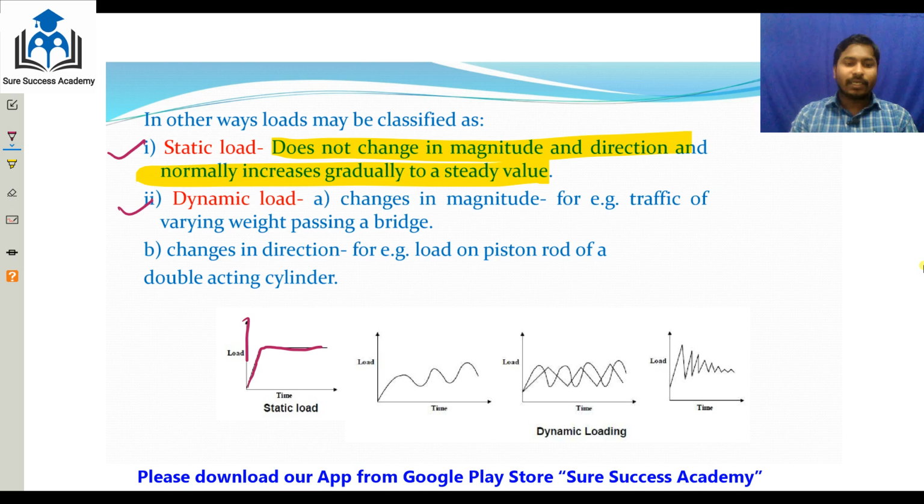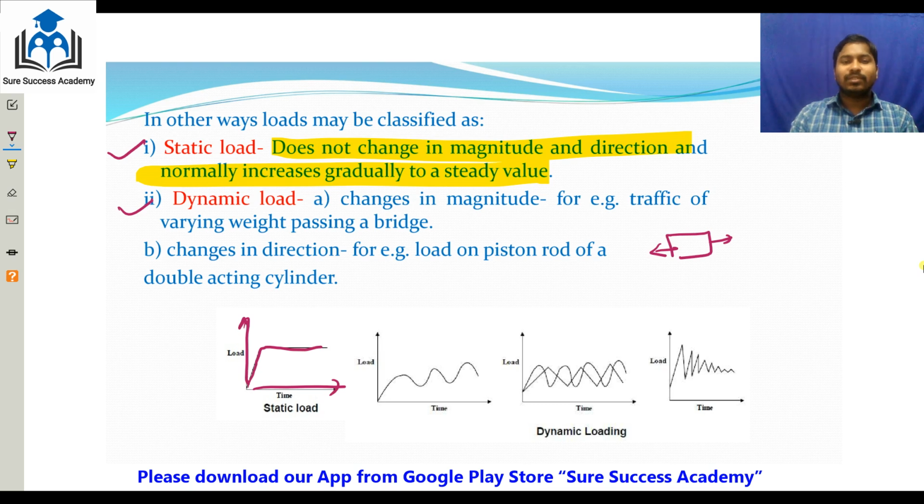See, if you are taking the load on this axis and time on this axis, the load's magnitude and direction is not changing. So if you are applying the load like this, it is gradually increasing to a certain limit. After that it is constant. So that is one, the other one is dynamic loads. The changing of magnitude means the load or magnitude changes, and maybe also direction changes. That is called the dynamic loads.